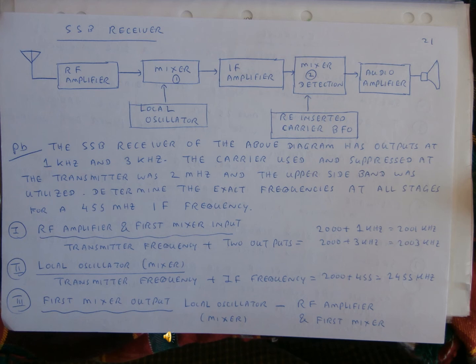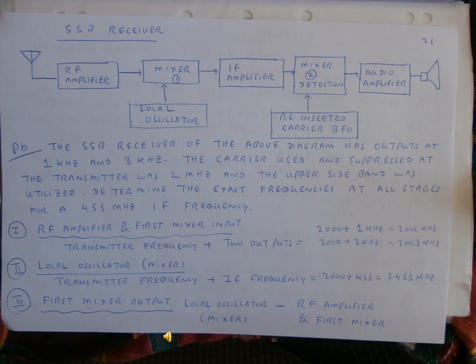And we saw the problem that the single sideband receiver in the above diagram has outputs at 1 kHz and 3 kHz. The carrier suppressed at the transmitter was at 2 MHz and the upper sideband was utilized. Determine the exact frequency at all stages for a 455 kHz IF frequency. First, the radio frequency amplifier and the first mixer input, so the transmitted frequency plus the output.